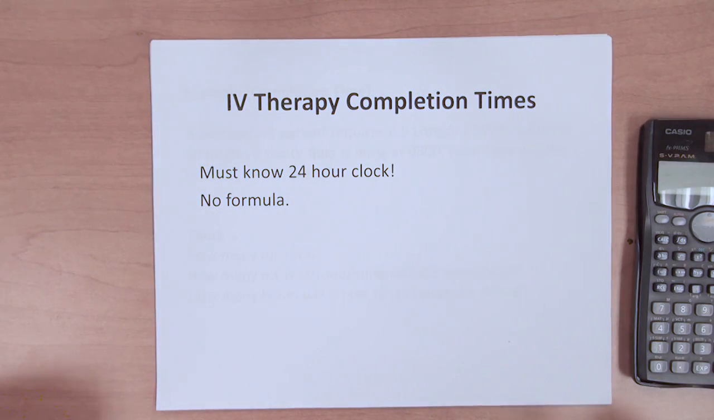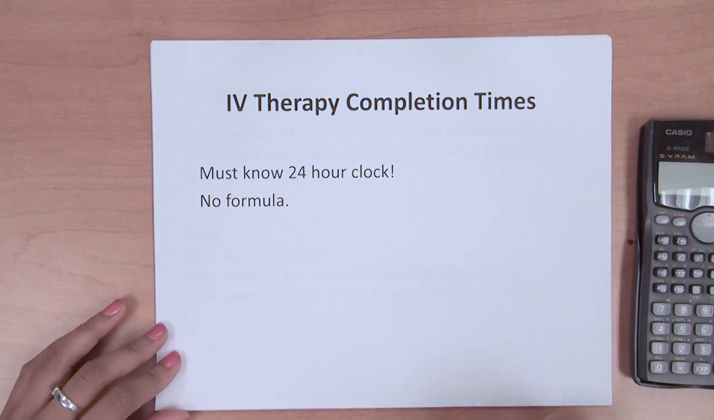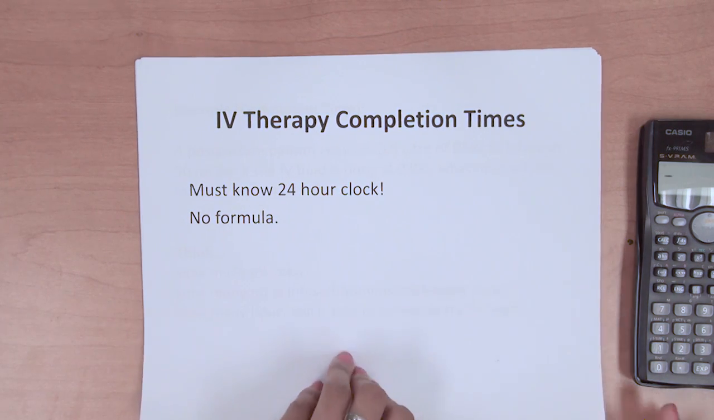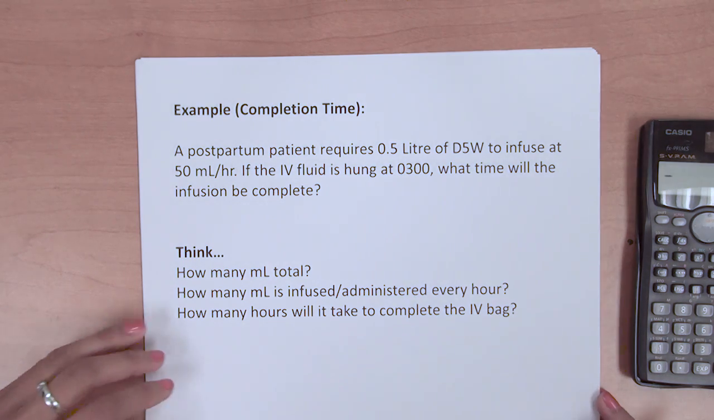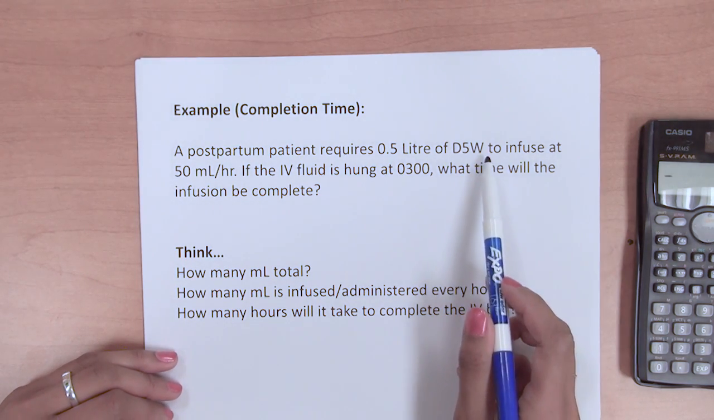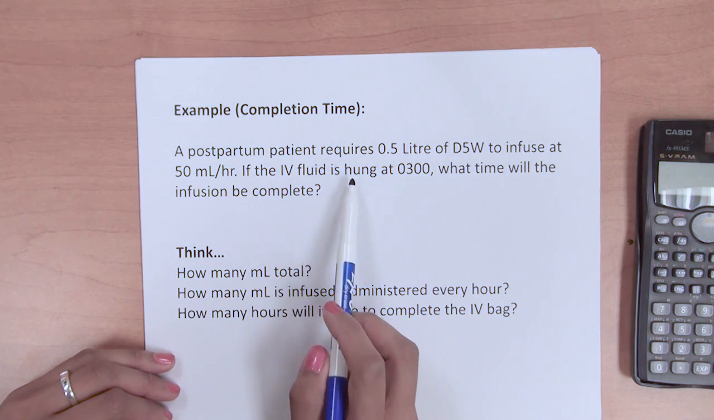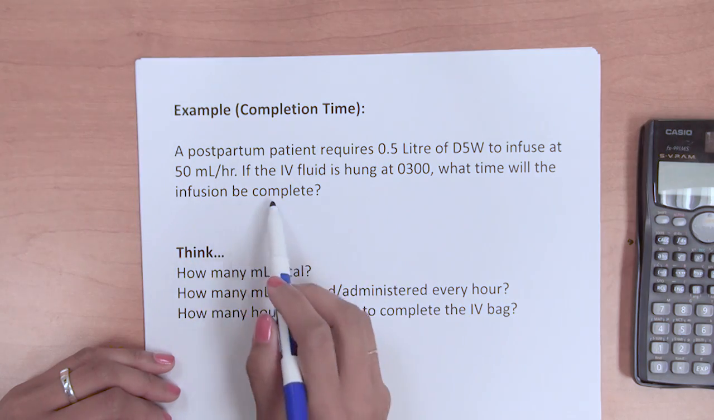Moving on to IV therapy completion times. So you must know the 24-hour clock. There's no formula. All we're doing here is we're calculating the time. So we'll try a question. A postpartum patient requires 0.5 liters of D5W to infuse at 50 mils per hour. If the IV fluid is hung at 3, what time will the infusion be complete?